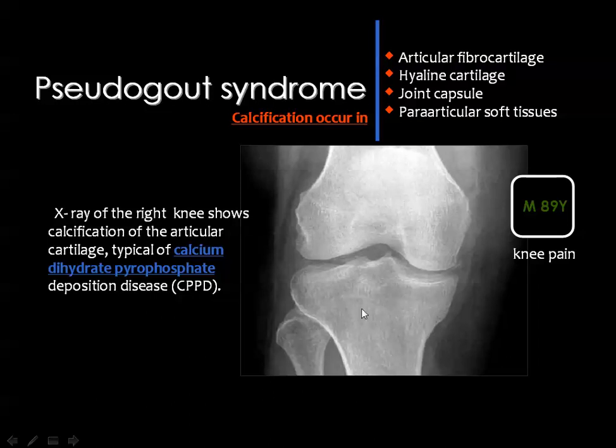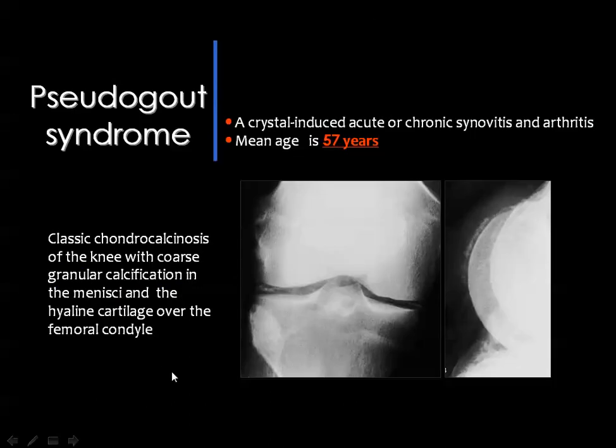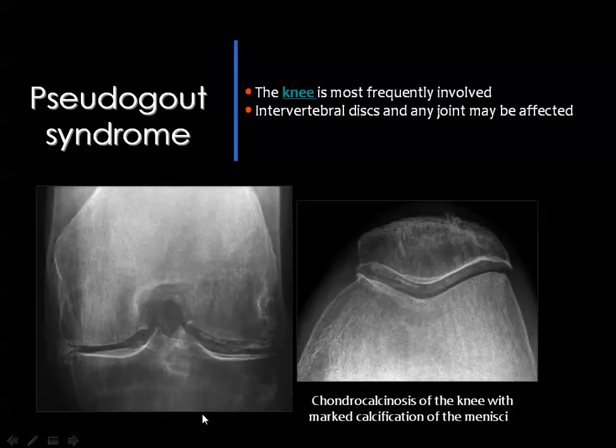And if you look carefully in this plain X-ray, you can see calcification of the meniscus as well as the articular cartilage. And this is also a good example of calcification of the articular cartilage covering the femoral condyle. This is the lateral X-ray of the knee. Also calcification of the menisci.